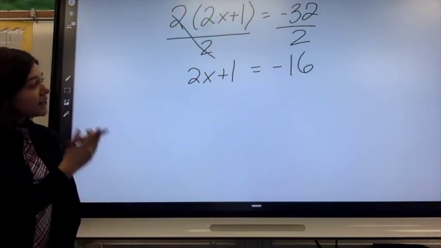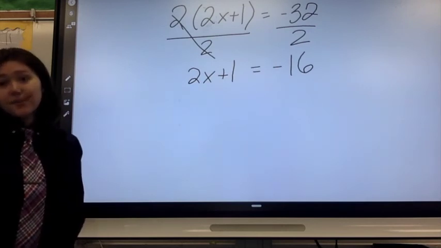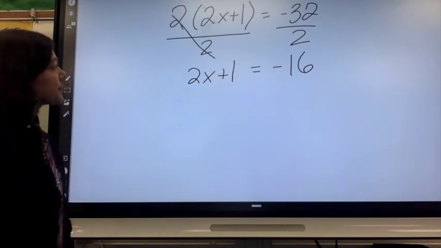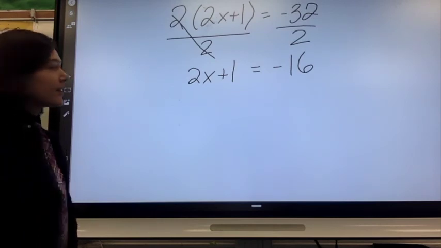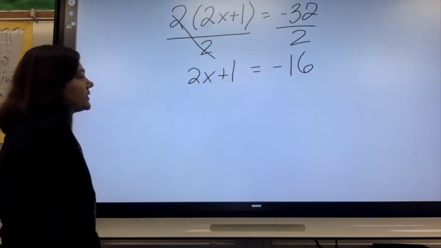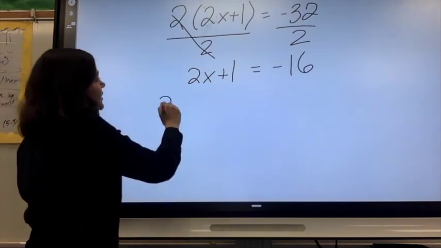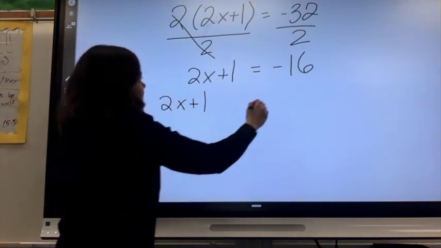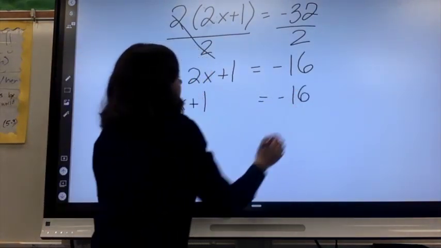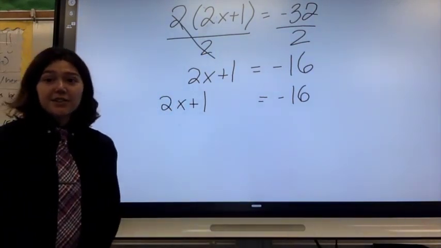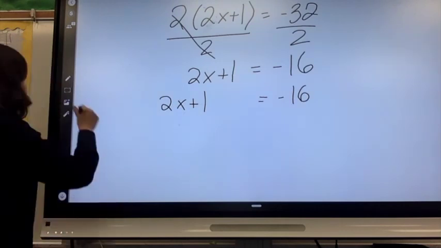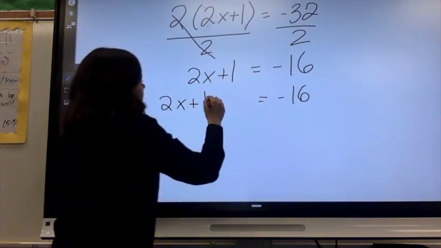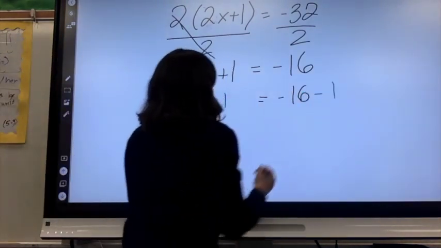Then from here I have a 2-step equation. So a fair number of steps in this one. I need to undo what's happening to the x. So I have 2 times x plus 1. I'm going to rewrite 2x plus 1 equals -16. And I want to undo that adding 1. How do I undo adding 1? I subtract 1. So -1, -1.